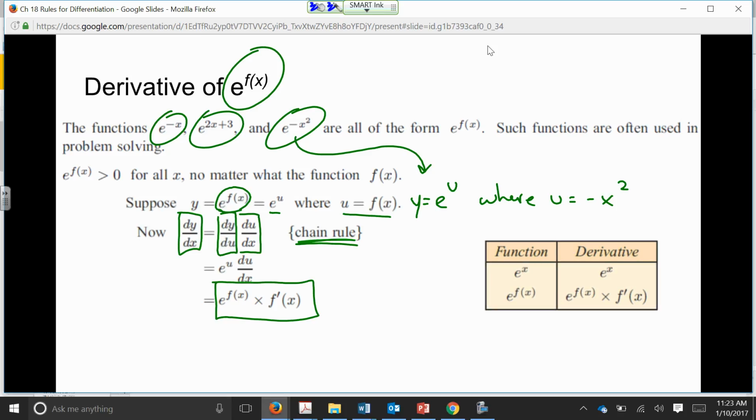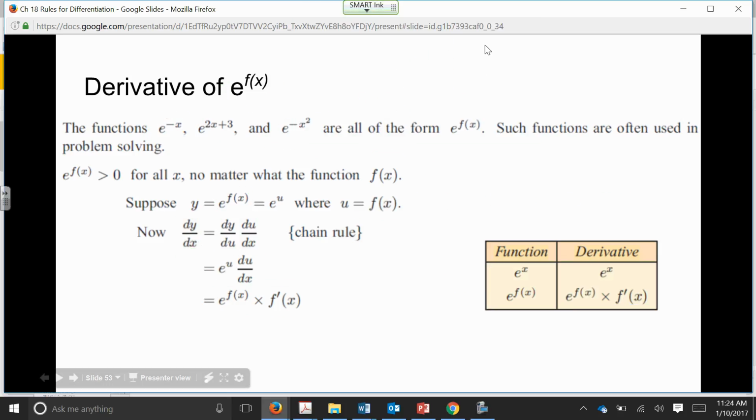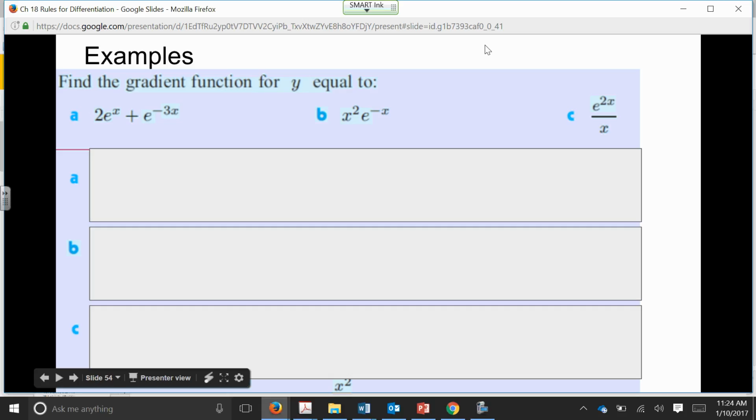So what do you need to make sure you know? The derivative of e to the x is e to the x, and by the chain rule, the derivative of e to the f of x is e to the f of x times f prime of x. Again, just an application of the chain rule. All right. So let's look at some examples here.